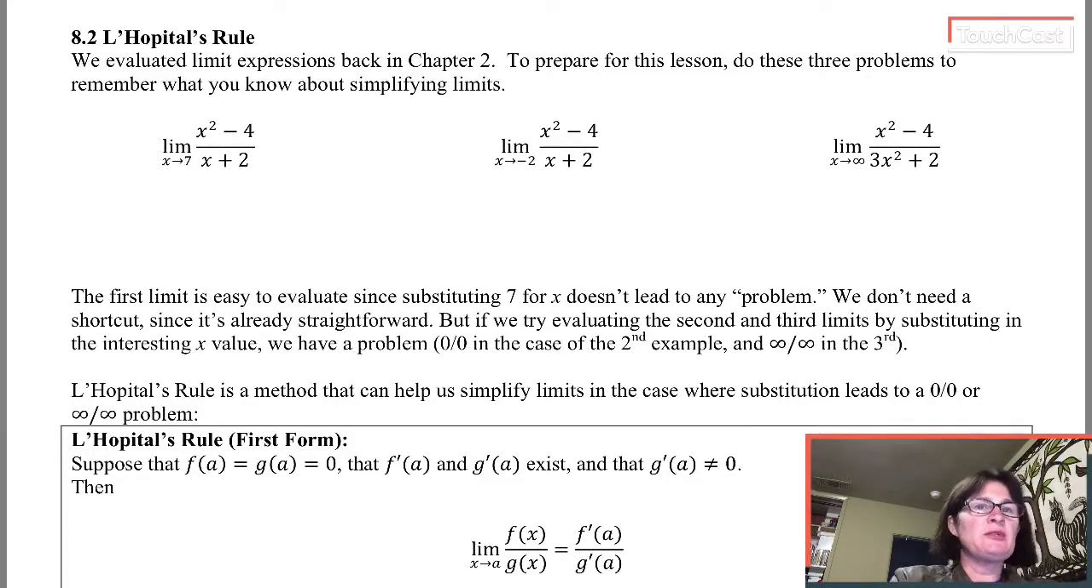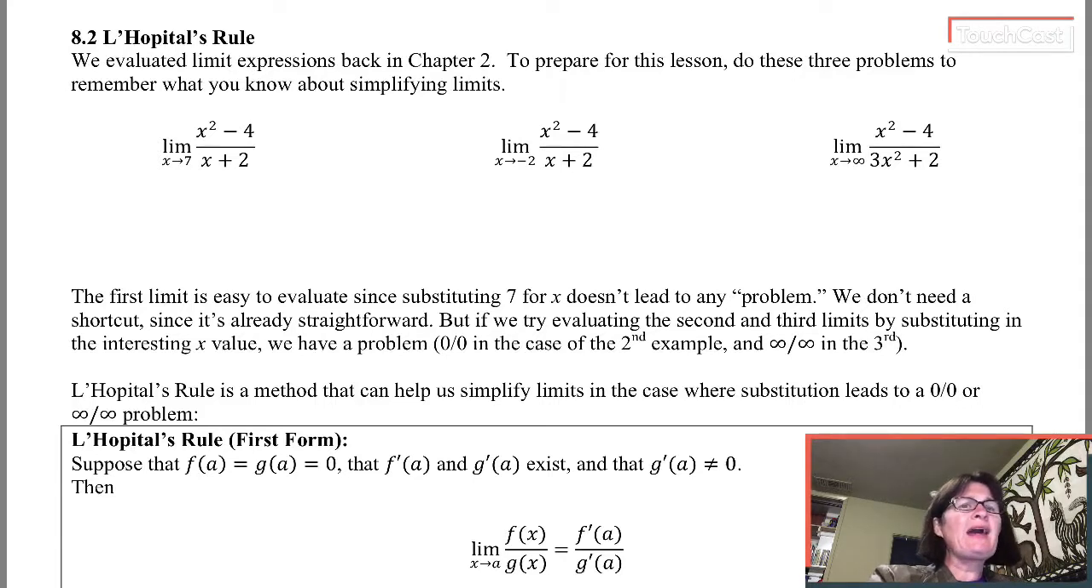So hopefully you didn't have too much trouble here. The first one you can evaluate with a substitution. There's no problem once you substitute in, no 0 over 0 or infinity problem. Second one you probably evaluated by factoring and canceling. And the third one you probably evaluated by thinking about which term dominates in the numerator and the denominator.